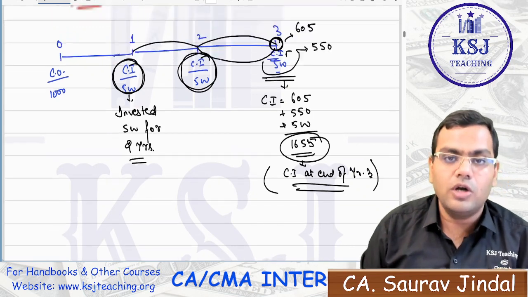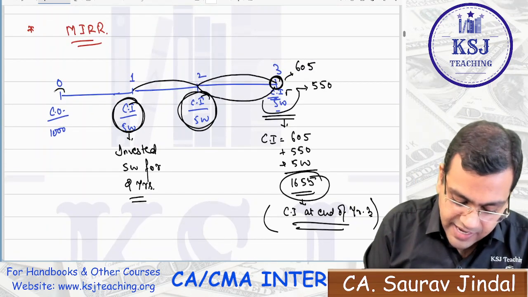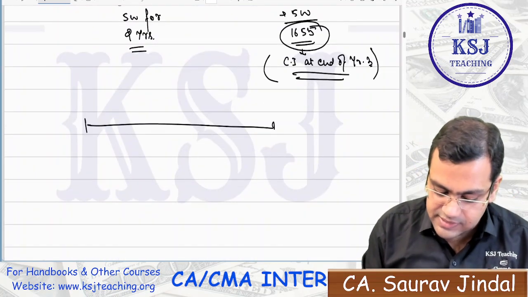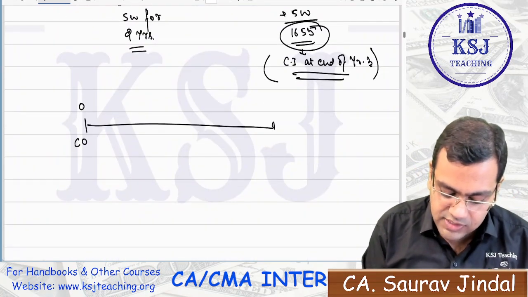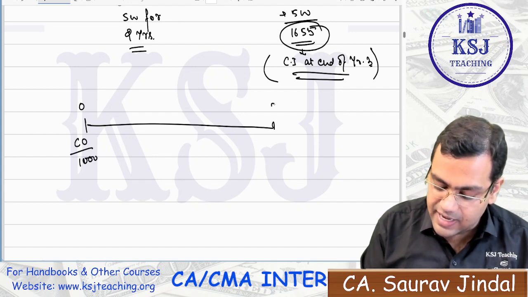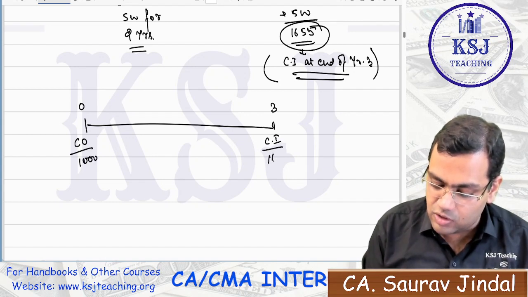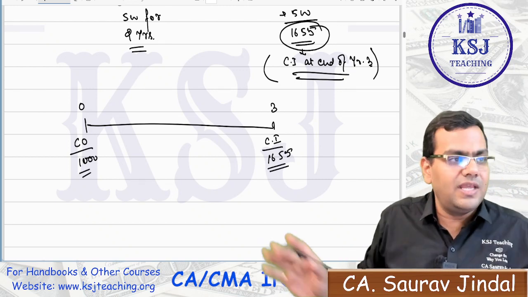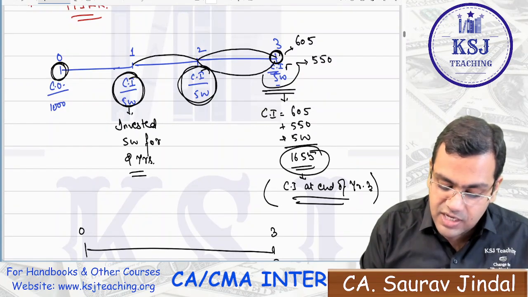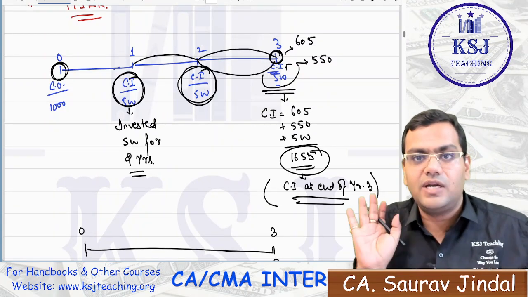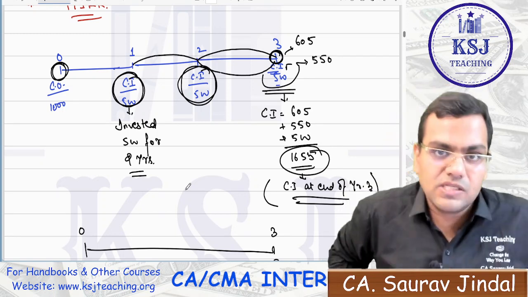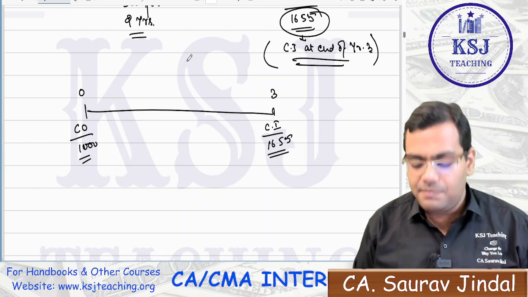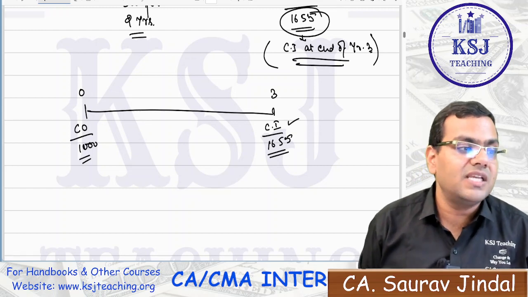Right? Now, if I want to calculate, I have a cash outflow. After this, I have two things only. Sir, I have a cash outflow at 0 period, 1000 rupees. And at third period, I have a cash inflow of 1655. That's it. I have only two things. Forget about year 1, year 2, because we have calculated the year 1 value at year 3, year 2 value at year 3. Right? So what I have is only two values: the cash outflow at 0 period, and at the end of the third period, a cash inflow of 1655.